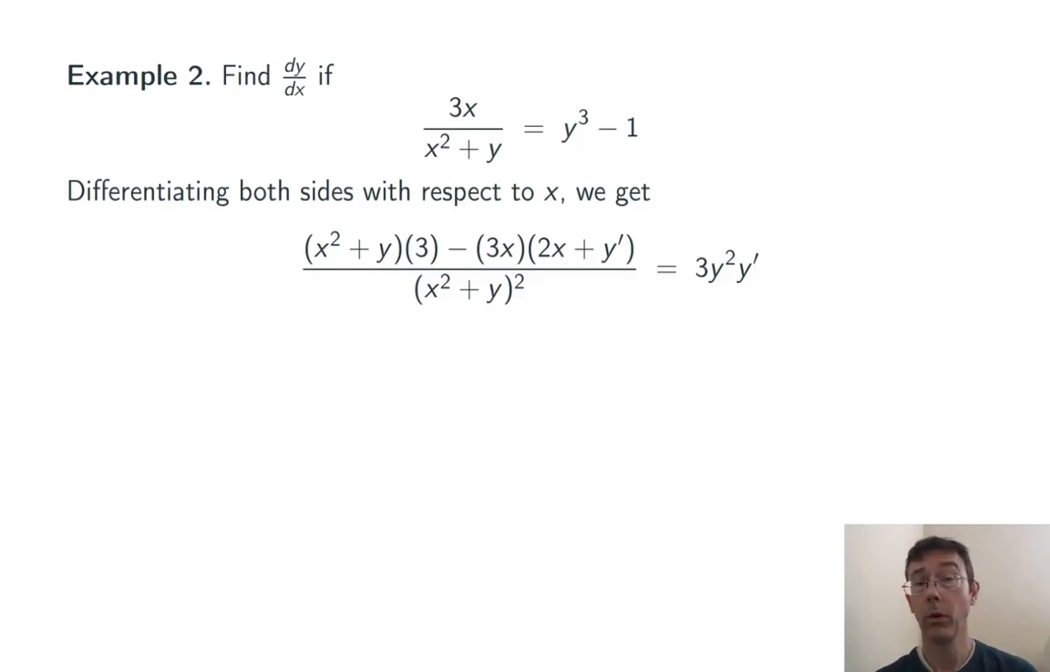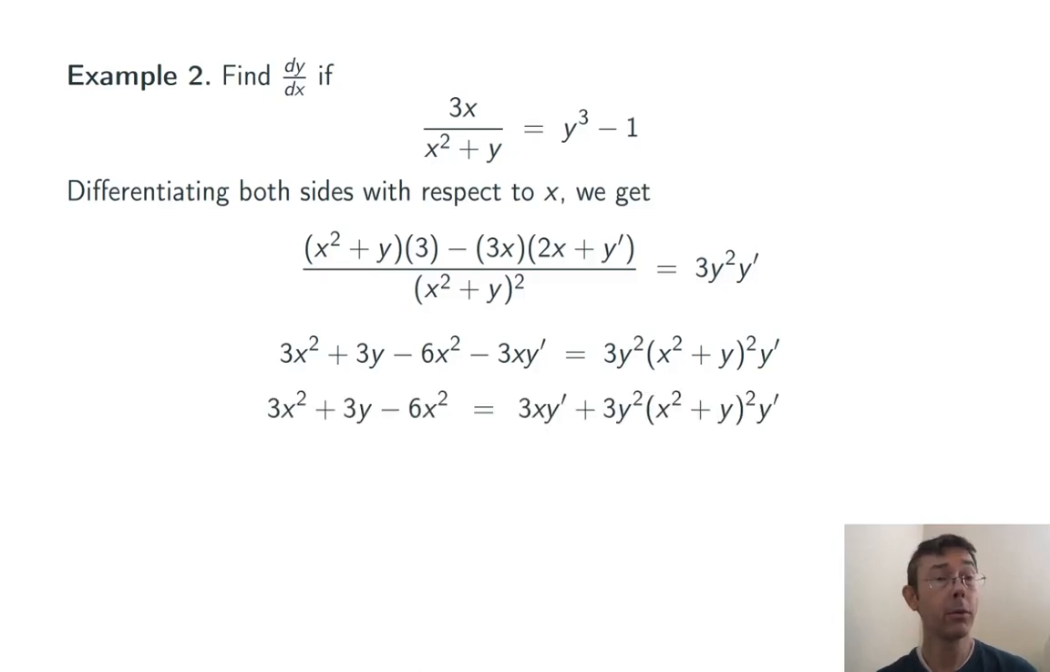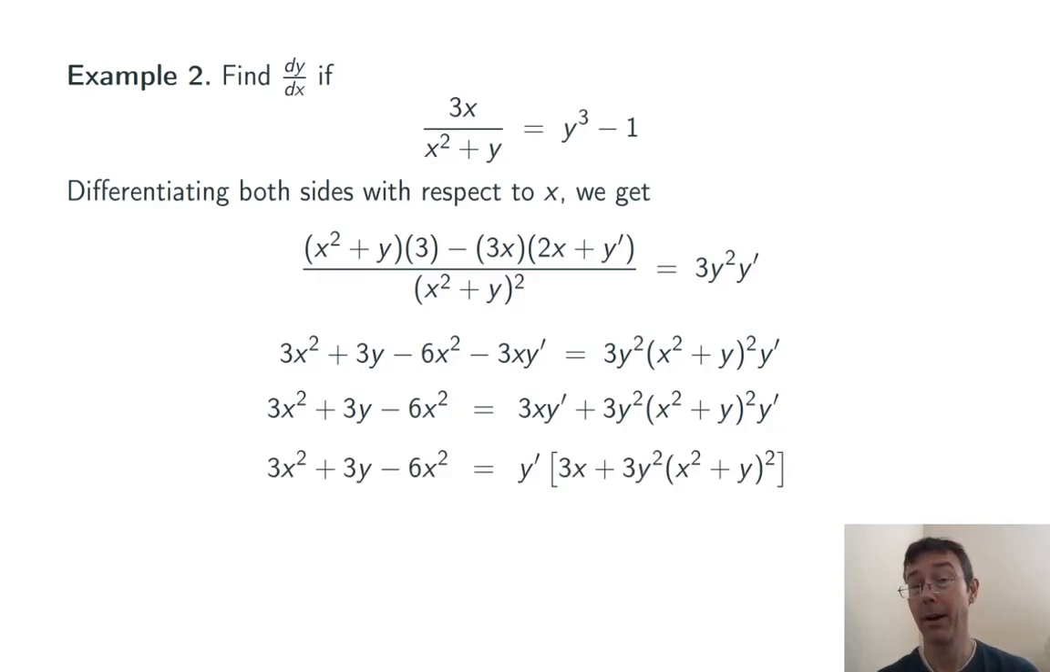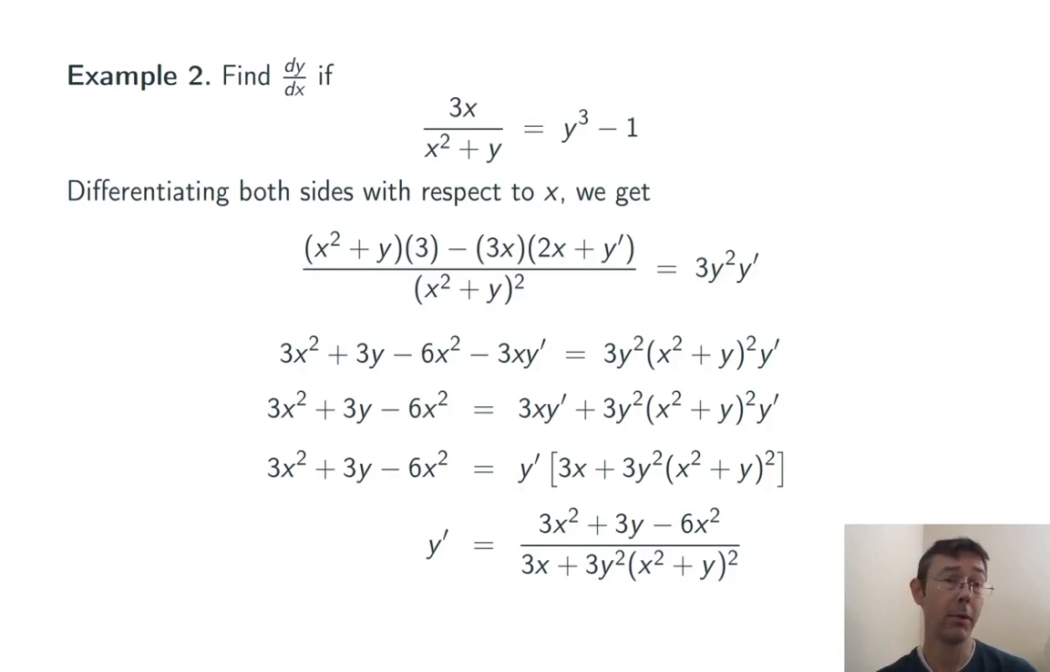On the right-hand side, we're going to need a chain rule. y is a function of x, so the derivative of y cubed is 3y squared times y prime. Now we have to solve for y prime. So I'm going to multiply both sides by (x squared plus y) squared to get rid of the denominator. Move everything with a y prime to the right, leaving everything without a y prime on the left. Again, factor out a y prime on the right, and then divide by the thing y prime is being multiplied by. Now I've isolated the derivative y prime.